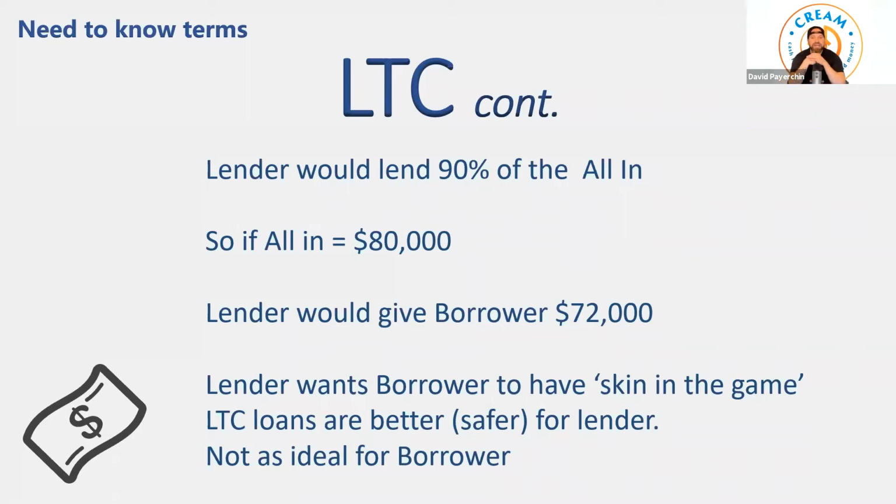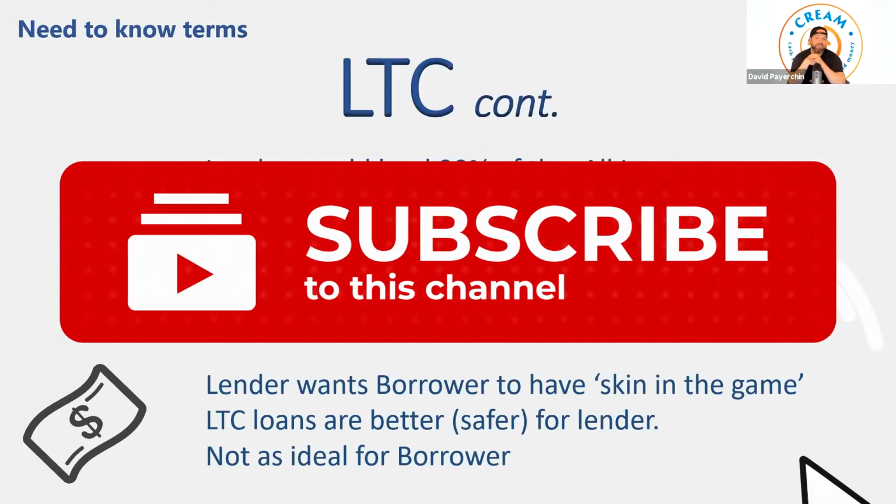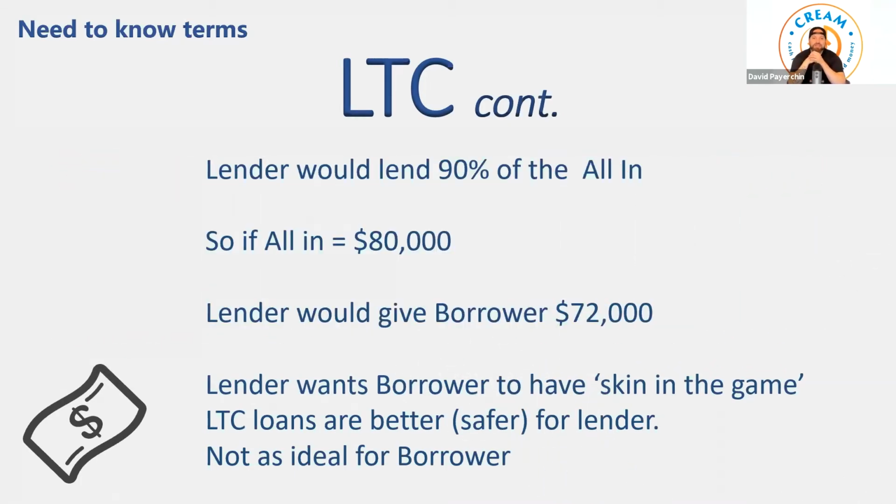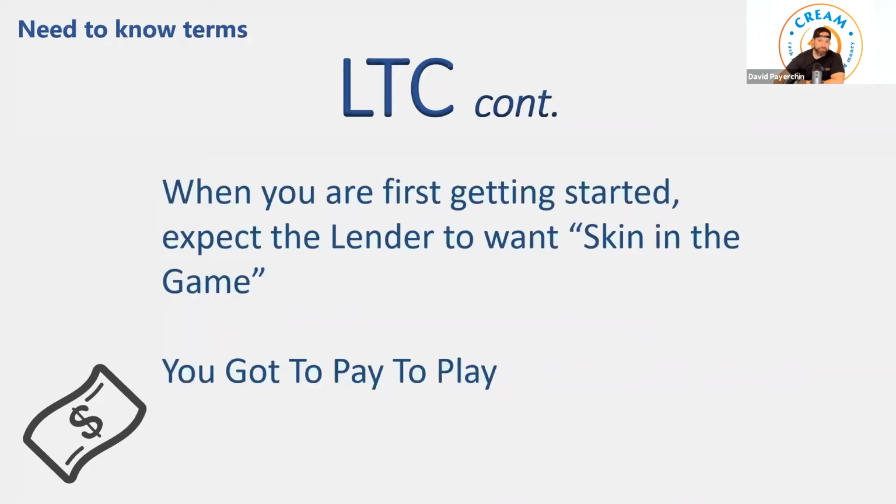And oftentimes these big institutional lenders, they're great because the rate's going to be a little bit lower. But remember, at some point you will run into some issues if you have to put money down every single time. That's why we're going to teach you it's okay sometimes to pay more in interest if you're getting 100% financing, because it's just more scalable for your model. Because if you have to put down payments down on every single loan, eventually you're going to run out of money at some point. So when you're first getting started, expect the lender to want a little skin in the game. You've got to pay to play.